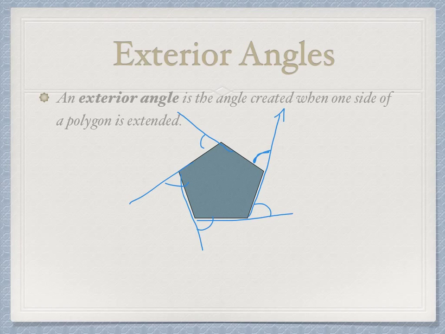Yesterday we talked about the interior angles, these angles in here, and how every shape has a different sum. In a triangle, they add up to 180. In a quadrilateral, they add up to 360. And we figured out a formula for calculating that. Exterior angles are actually a lot simpler.